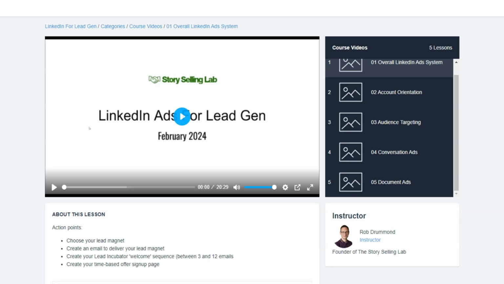So LinkedIn Ads for Lead Generation is a simple 90-minute course, 90-minute training to get to grips with running lead generation ads on LinkedIn. So what I mean by lead generation is we're sending people to a form hosted on LinkedIn where the person that you're advertising to is going to enter their details, to raise their hand and express permission to hear from you, usually in exchange for a lead magnet or something of value to them immediately.